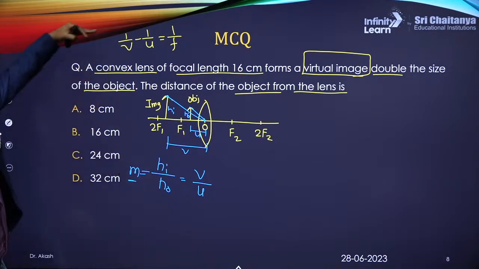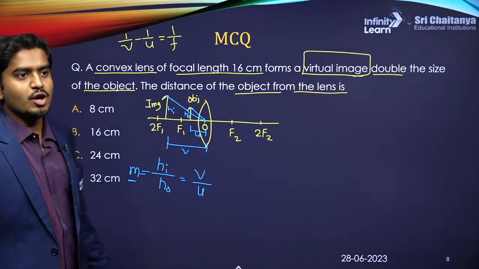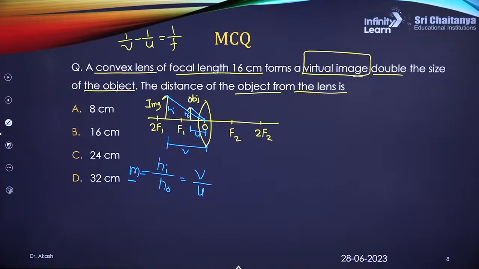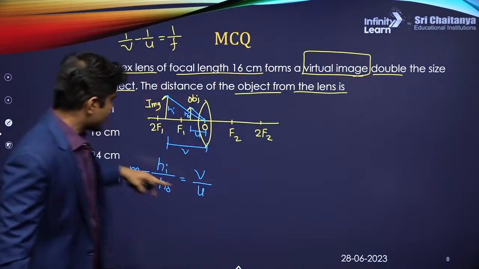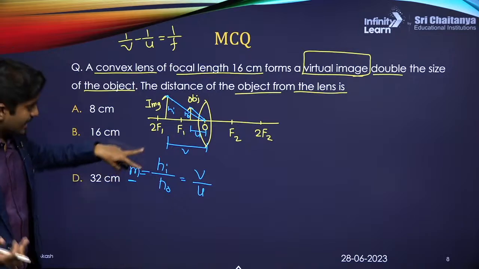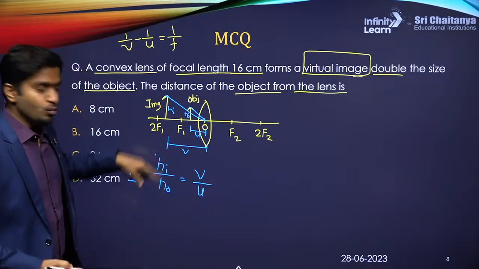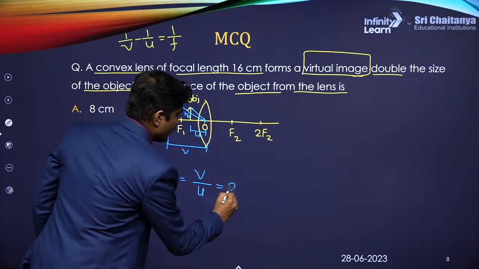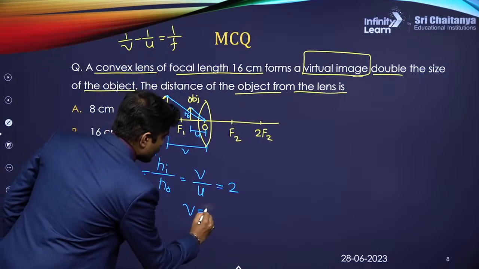So now, together with this equation, we have to use this equation to solve this question. How will you solve? It is given that the image is double the size, so that means magnification is 2 times. The height of the image is 2 times the height of the object. So this ratio is 2. If this ratio is 2, you can write V is equal to 2 times U.